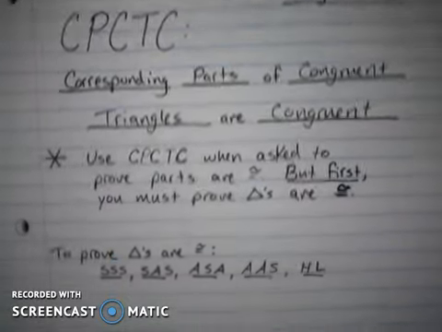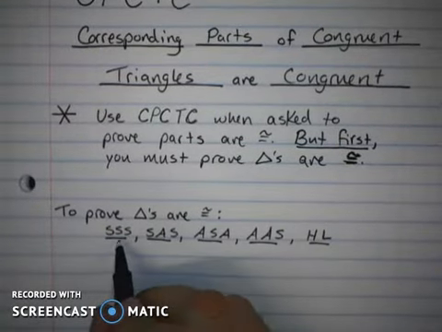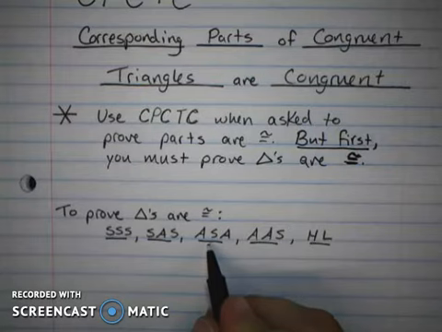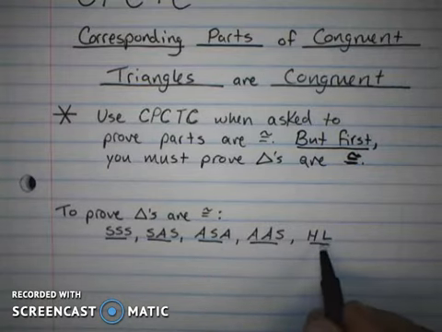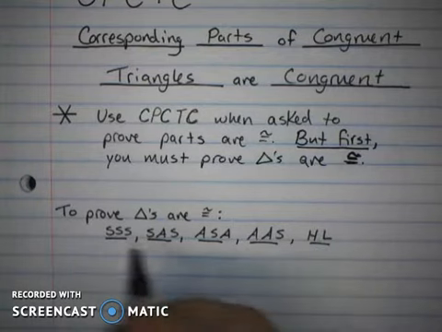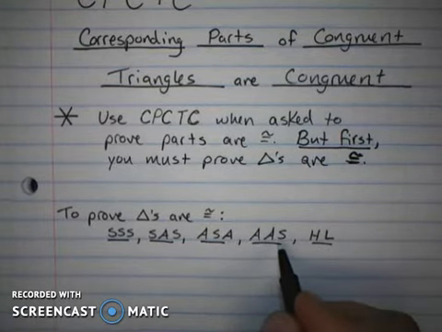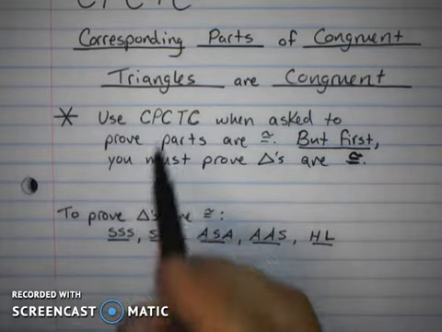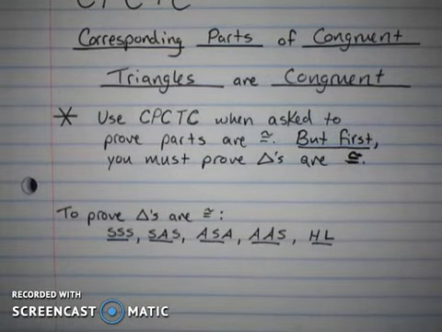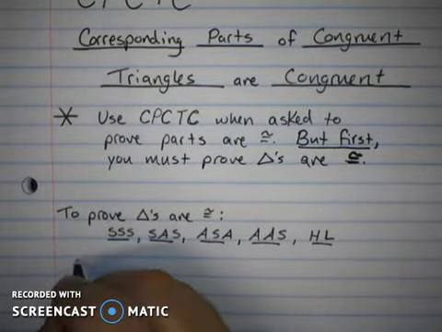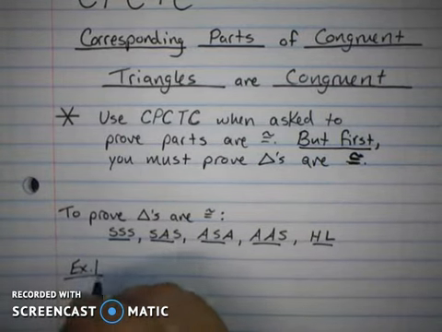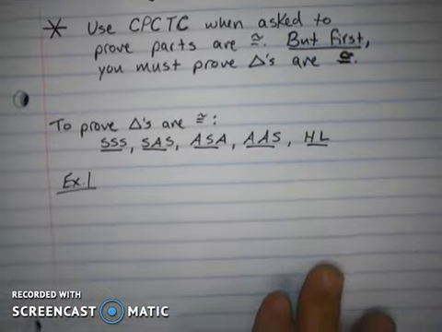First, and remember that we can prove triangles are congruent using side-side-side, side-angle-side, angle-side-angle, angle-angle-side, or hypotenuse-leg. Then we will prove that another set of parts not used in the proof previously are congruent by CPCTC. So the best way to show you how this is done is just to do an example or two with you. So let's take a look at our first example.